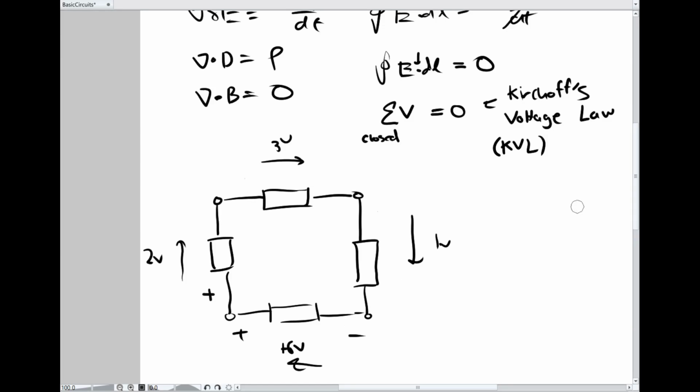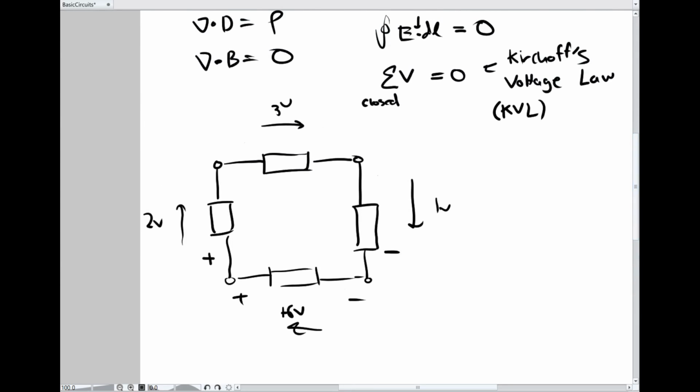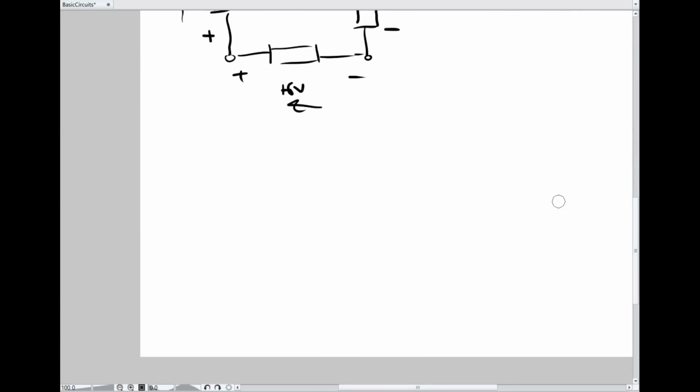So I don't know why I'm erasing all this. There's no need to. Let's go back to Maxwell's equations. Let me undo that erasing. So let's look at the curl of H. We know that the divergence of a curl is 0, so the divergence of the curl of H is equal to 0.